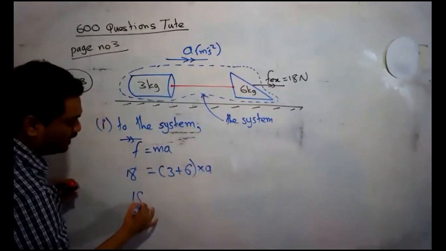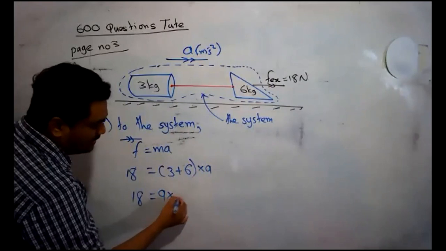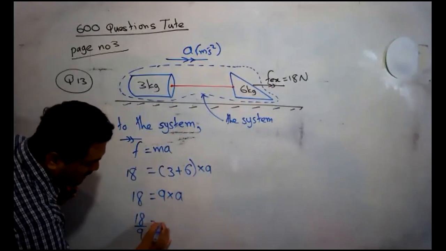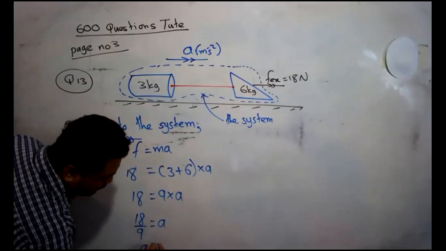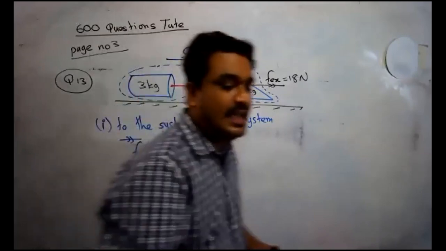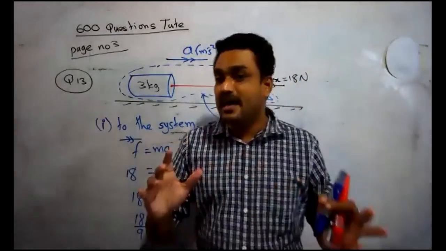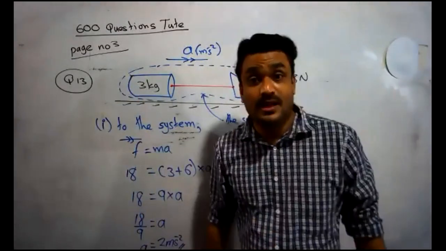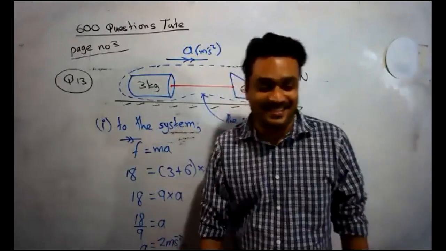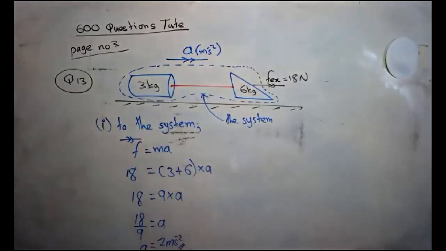So 18 equals 9 times a. Take 9 to this side. 18 divided by 9 equals a. Therefore, acceleration is 2 meter per square second. 18 divided by 9 is 2. I know maths very well. I can divide 18 by 9. So acceleration equals 2 meter per square second. Write it. Write them all.